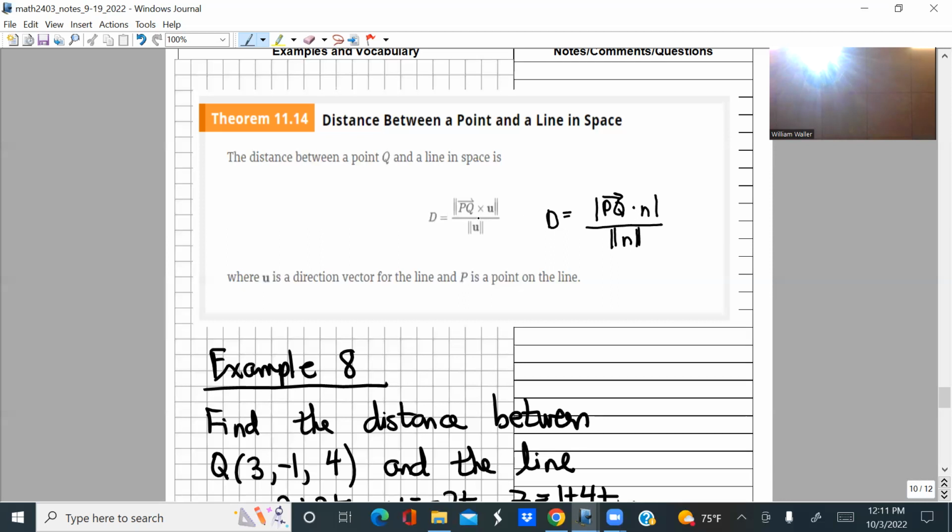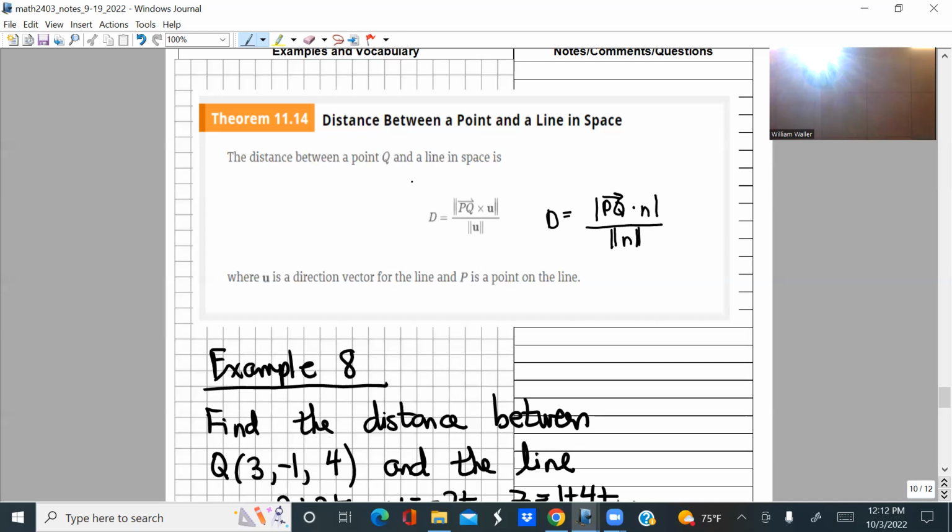So notice that these two formulas are very similar to each other, okay? If you want to find the distance from a given point Q to a line in space, then you find the cross product of the vector from a point on the line to your given point Q, all right? And then this is the direction vector for the line. So you take the cross product of these two vectors. But of course, that's going to be a vector. When you take the cross product of two vectors, you get a vector. So you have to compute the magnitude of that. And then you divide it by the magnitude of the direction vector for the line.